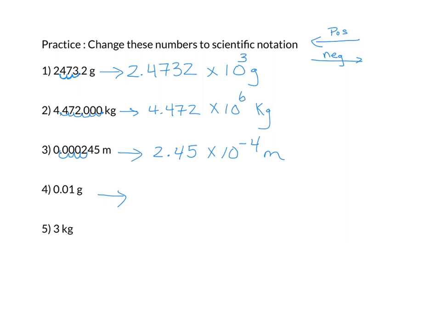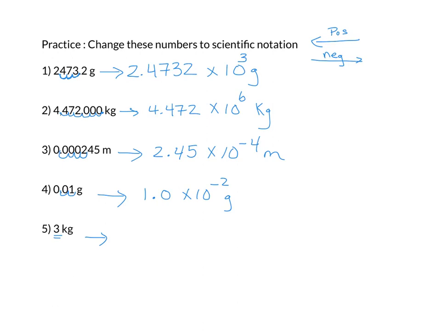Next one, we're going to move the decimal 1, 2. 1 point, and you can write 1.0 times 10 to the power. We moved it to the right, so we're going to put minus, and we moved it 2 places, so minus 2. Right?